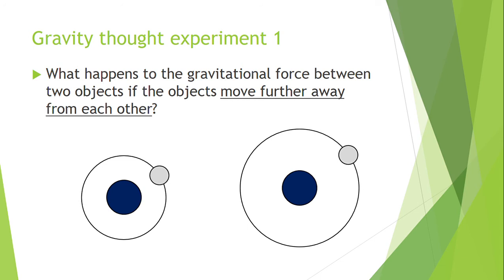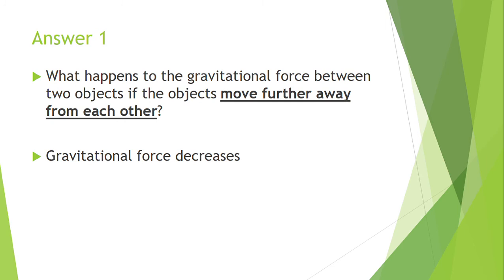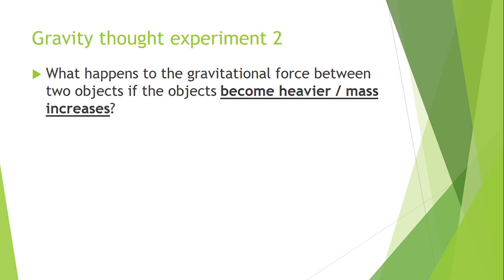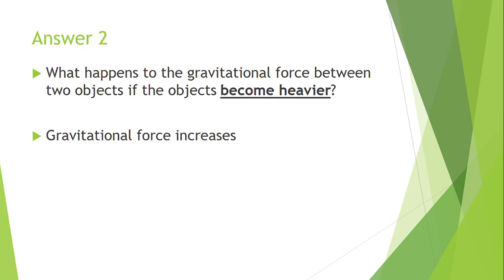Okay, so let's talk about this. What happens to the gravitational force between two objects if they are moved further away from each other? So here we have the dark blue, let's say it's a planet, and the light blue, let's say it's a moon. What would happen if we move the moon slightly further away from the planet? Then it will decrease, because the further they are away from one another, the smaller the gravitational force will be. Other one, what will happen to the gravitational force between two objects if they become heavier, or if their mass increases? We said that bigger mass means stronger gravitational force. In other words, the gravitational force will increase.